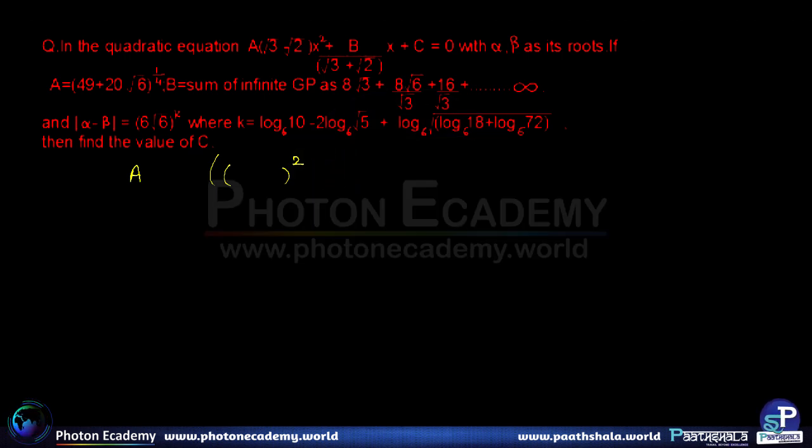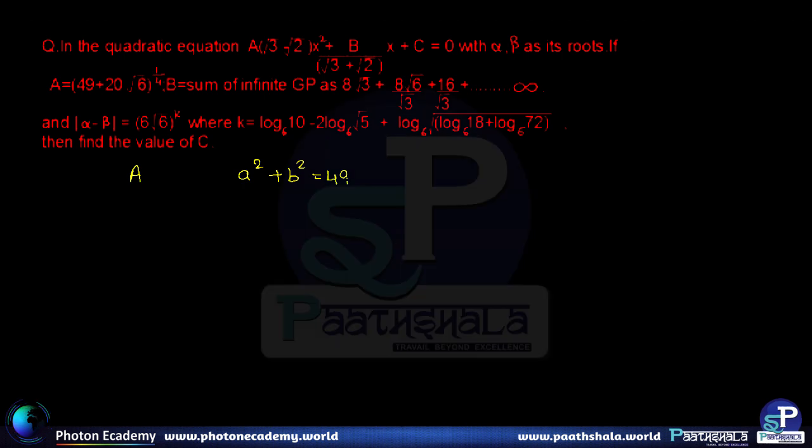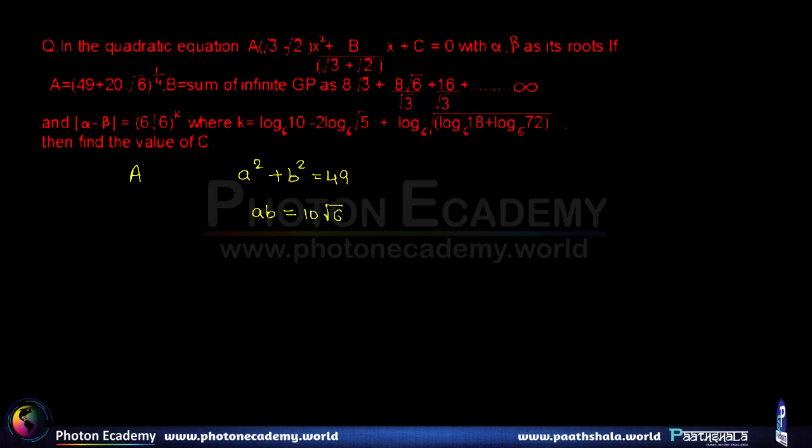So doing that, let's say we have a plus b the whole square. So a square plus b square has to be 49 and 2ab has to be 20 root 6. So ab is equal to 10 root 6. So in how many ways can we write 10 root 6? So consider 5 root 6 into 2. Is it satisfying? No, it's not.